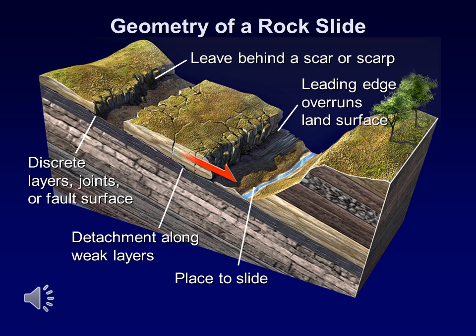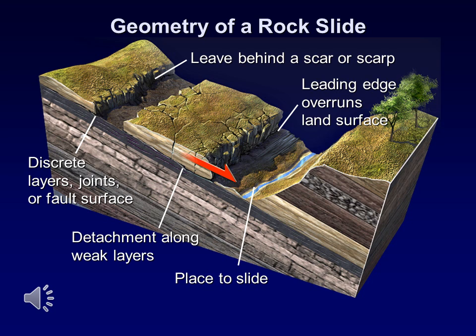This is a better look at a rock slide where you have one detached piece that's moving as a mass. So what you'll find to see if this has happened, at the top we'll see it leaves behind a scar. It's also called a scarp. You can tell where this is because there'll be no vegetation there. You'll have a nice slope with vegetation, and then suddenly there's a drop or a cliff or an area that looks like it's been scraped off. There's discrete layers, joints, or fault surfaces where it's broken away.